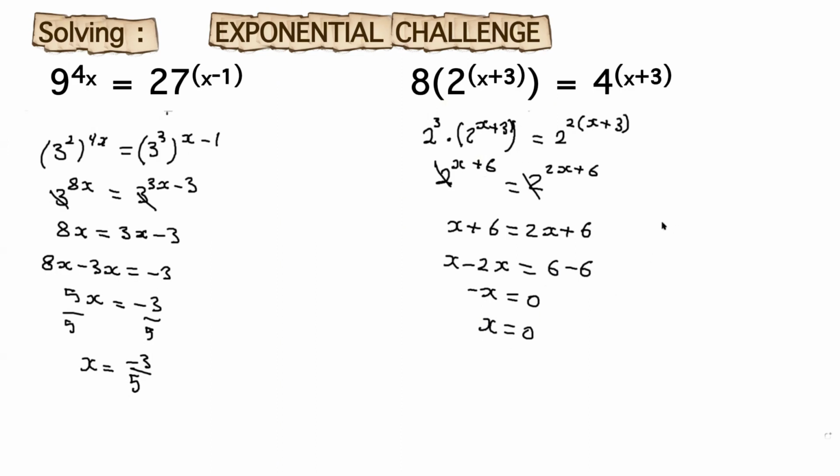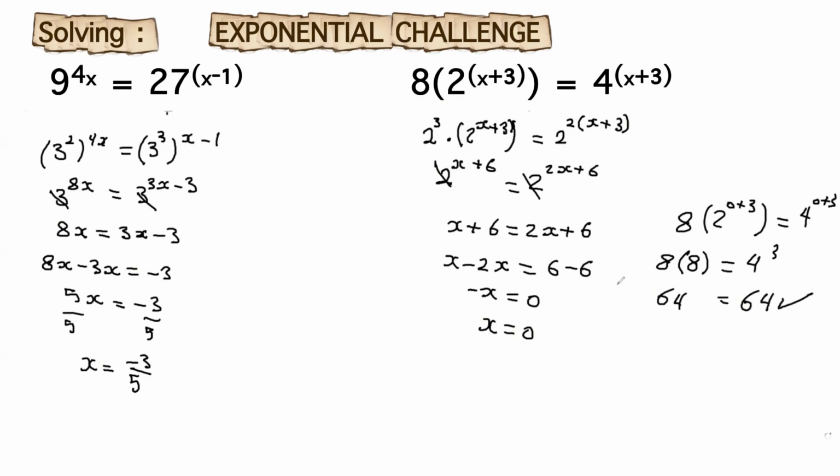And did you know that you could always check if the answer is correct by subbing 0 for the x in the exponent? So you'll have 8 times 2 to the power of 0 plus 3 equals 4 to the power of 0 plus 3. Here you're going to have 8 times 2 cubed, which is 8 times 8. And you're going to have 4 to the power of 3. Now we know 8 times 8 is 64. And 4 to the power of 3 is 64. So we know now our answer is correct.